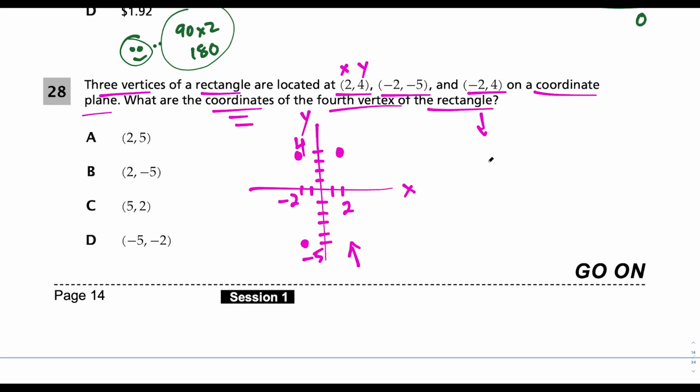And remember, a rectangle looks something like this. Opposite sides are equal in measure, and we have 4 right angles. So I could see the mystery value is going to be right over here. If I had to label it, that's me going to the right 2 units and down 5 units. And when I go down along the y-axis, my y coordinate is negative. So my solution would be choice B, (2, -5).